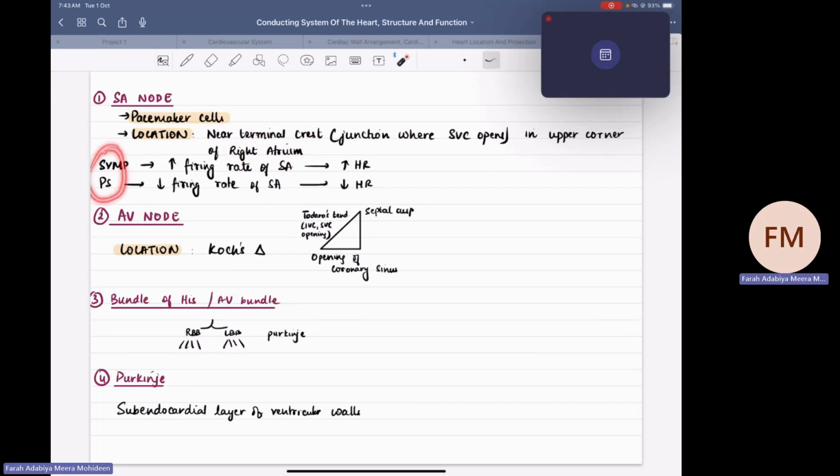Now, there are two responses of the heart that you'll have to talk about: sympathetic and parasympathetic. What is sympathetic? Sympathetic is any reaction that your body gives when you're in a fight or flight situation. In that situation, the firing rate of the SA node increases because your heart rate increases. Parasympathetic is rest and digest, and it decreases the firing rate of the SA node and in turn decreases your heart rate. So the major node that regulates your heart rate is your SA node.